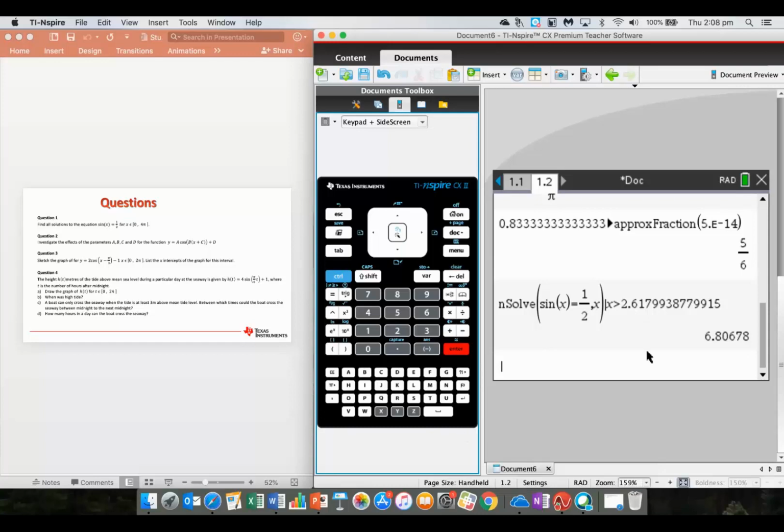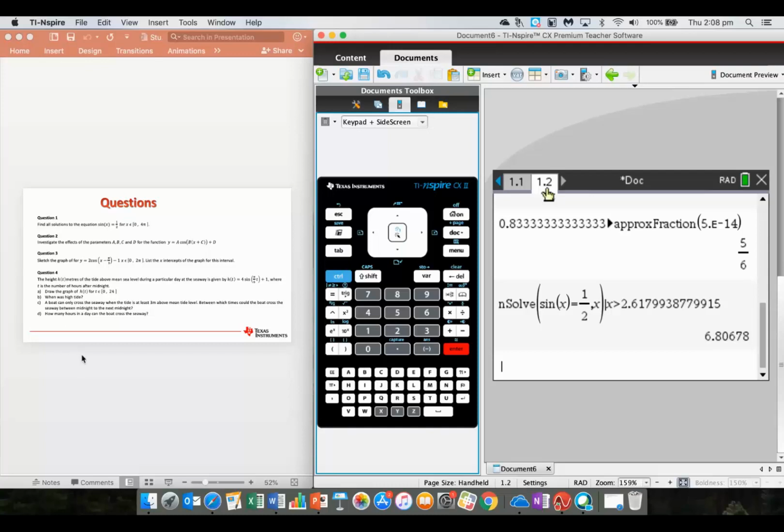Hope that's all good. So let's look at the second question. For the second question, investigate the effects of the parameters a, b, c, and d for the function y equals a cos(bx + c) + d. I'm going to look at the effects of these parameters using some graphs. So I'd like to insert another graph page.